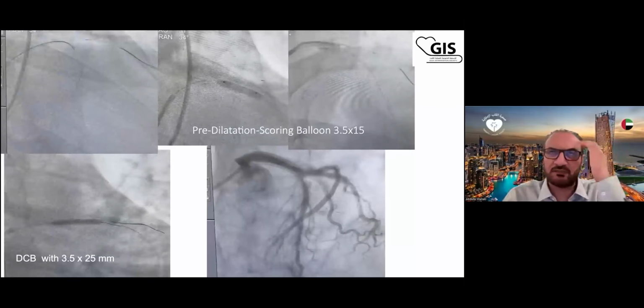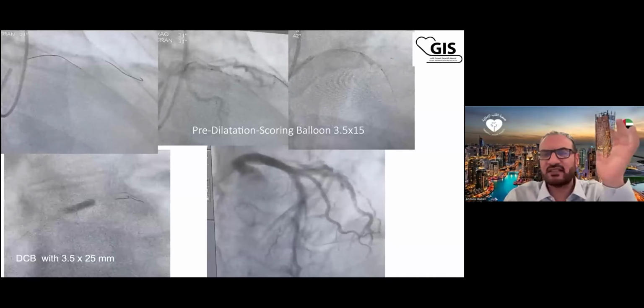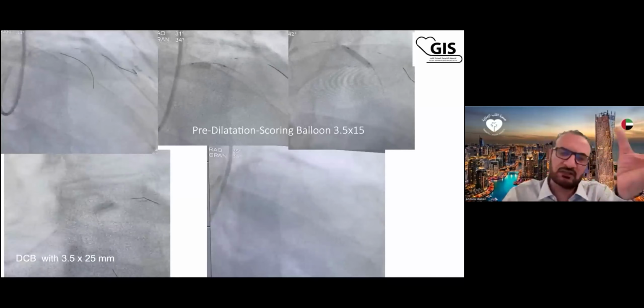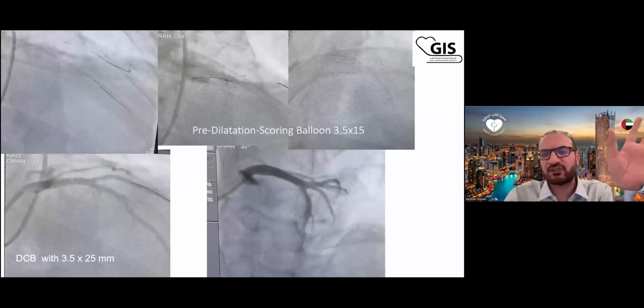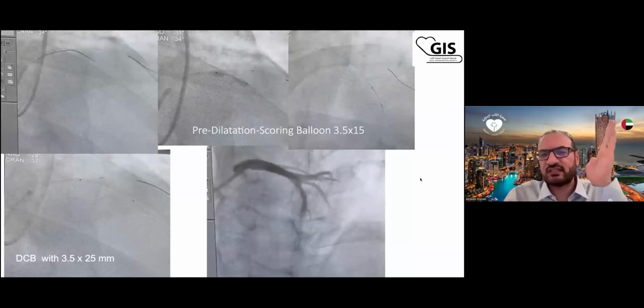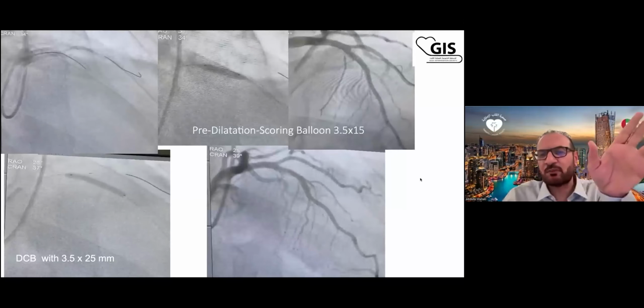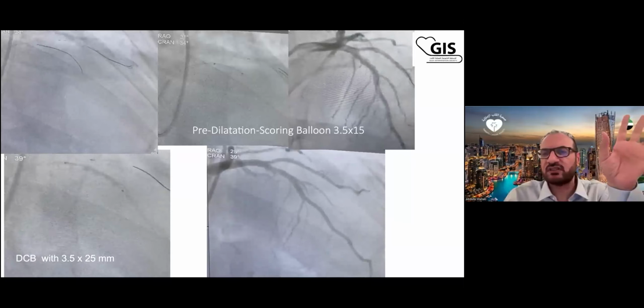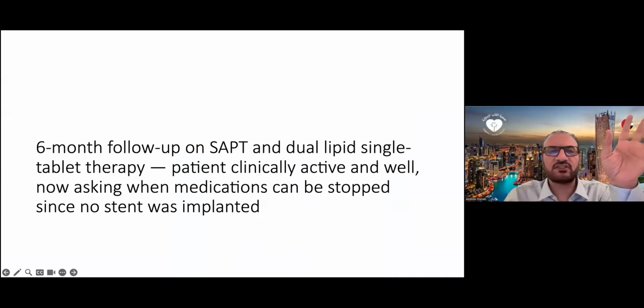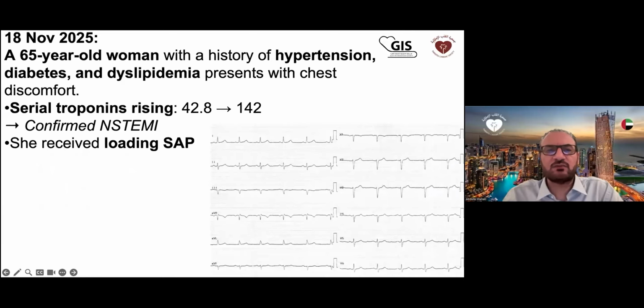I have been doing the same thing for the last three. This is maybe type B, close to C, but I think it's B. Anyway, TIMI 3, no staining, you can see, and I was happy about that. This patient, I can tell you, is now six months on from that, on SAPT and dual lipid medication to optimize him. So he's fine, and we are fine.